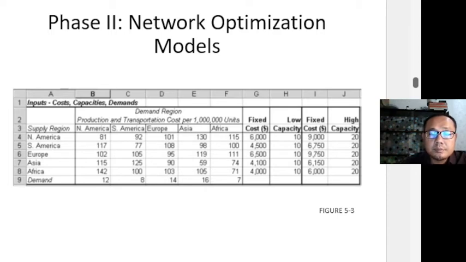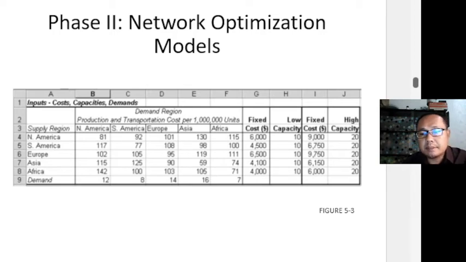So as you can see from here, network optimization models are useful for managers considering regional configuration during phase 2. The first step is to collect the data in a form that can be used for a quantitative model for Sun Oil. You can see from this table, this is an example.